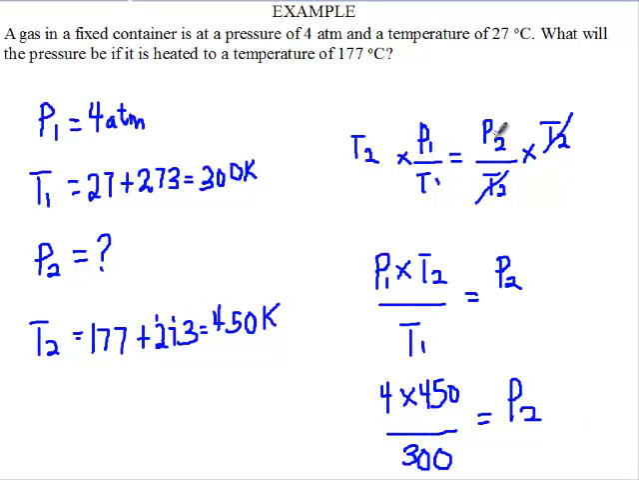Now we've arrived at this. We made P2 the subject of the equation. P1 over T1 is equal to P2 over T2. We made P2, the final pressure, the subject, and this is what we got. We've replaced the variables with their exact values. Now what we do is we multiply 4 by 450. Whatever we get, we are going to divide by 300, and that is going to give us 6 atm. That is our final pressure.